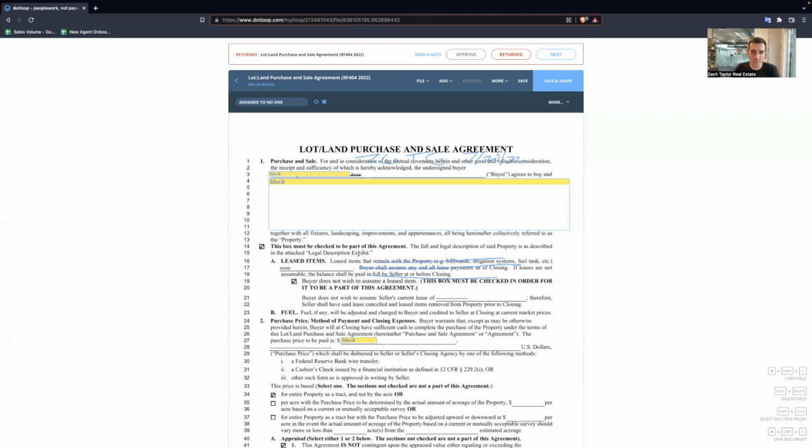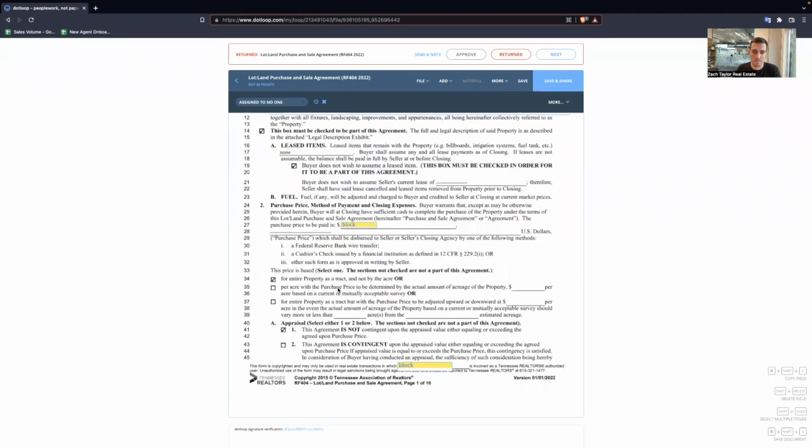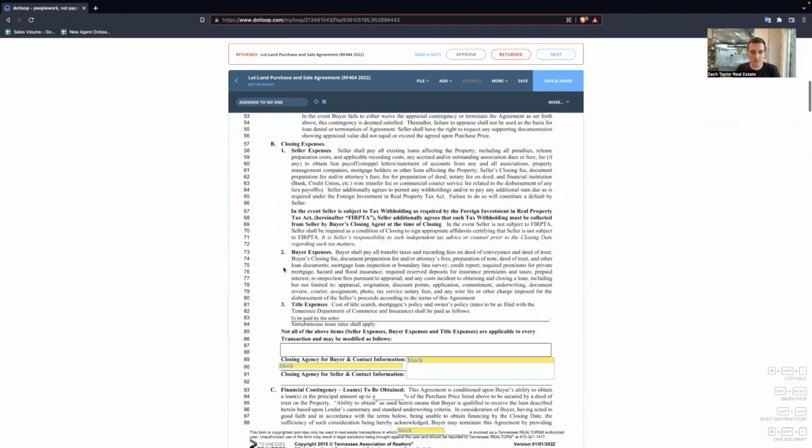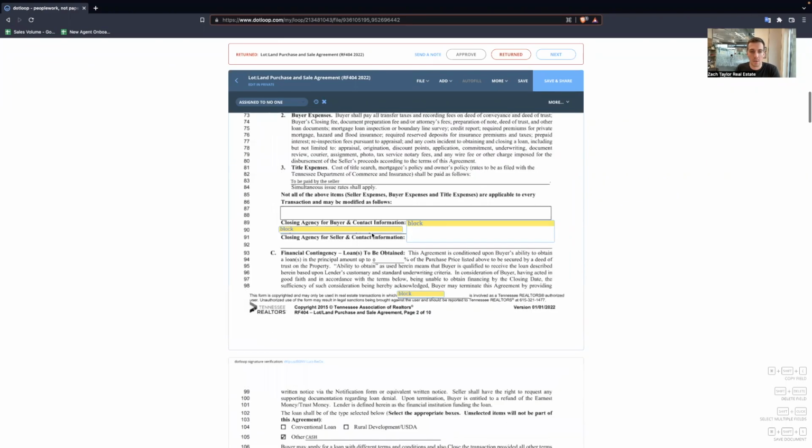Now, if we go through the rest of this contract, let's clear that out. Okay, so we're scrolling through. There was a price there, good. Checkbox, good. To be paid by seller, good. Closing agency for buyer, closing agency for seller. This agent did a good job. Both of them were labeled.